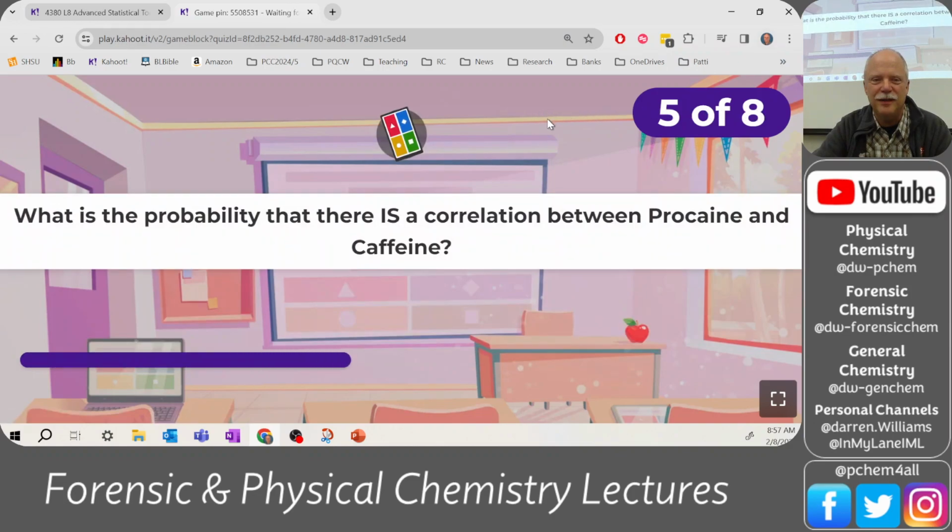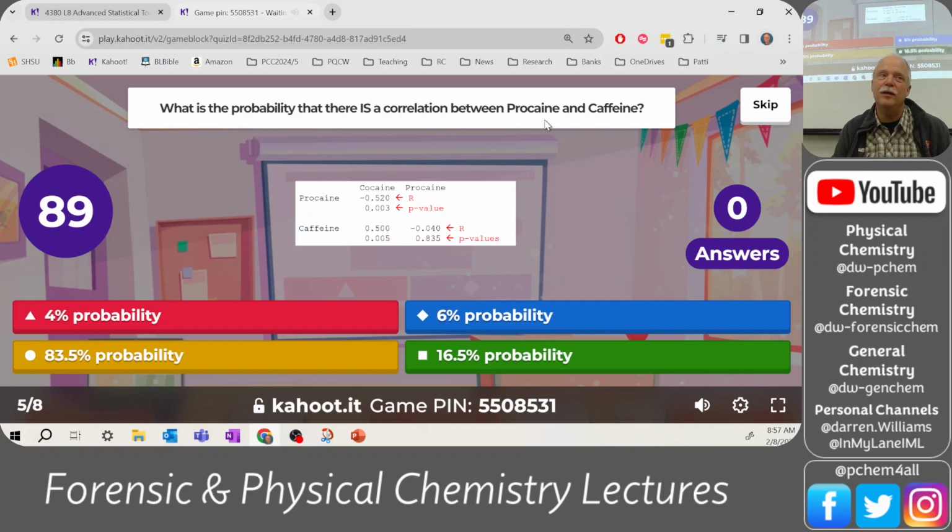What's the probability that there is a correlation between procaine and caffeine? Probability that there is. It's kind of a small, can you see? Between procaine and caffeine. So here's procaine over here and caffeine over here. So it's this group of data right here. Probability that there is a correlation.